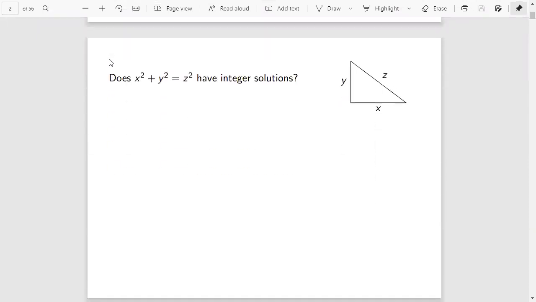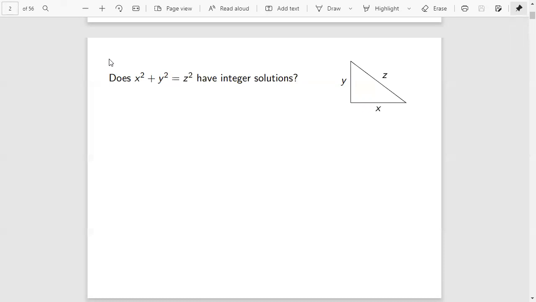So does this equation x squared plus y squared equals z squared have integer solutions? If you're on Zoom, you could type into the chat if you can see any integer solutions. Can anybody in the room tell me any integer solutions? Yeah, 3, 4, and 5. Very famous. Yes, this equation is related to right angle triangles, of course.